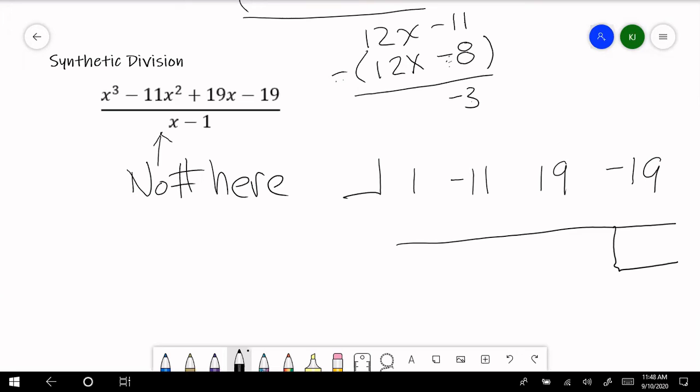In this box goes what we call the zero of what we're dividing by. So the zero of this. The easiest way is, what x value would make that equal to 0? One, because 1 minus 1 is 0. The other way you can think of it is, it's always just going to be the opposite of whatever that is. So if that says -1, you're going to have +1 in the box.